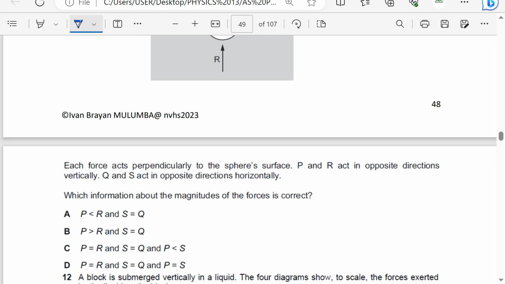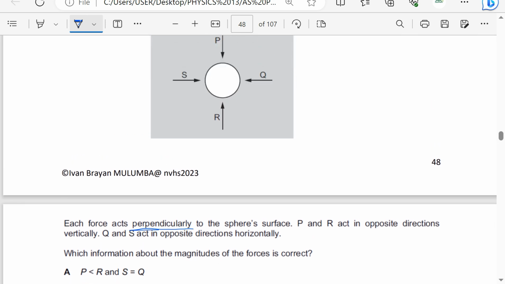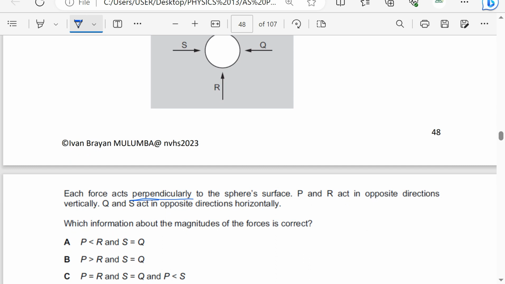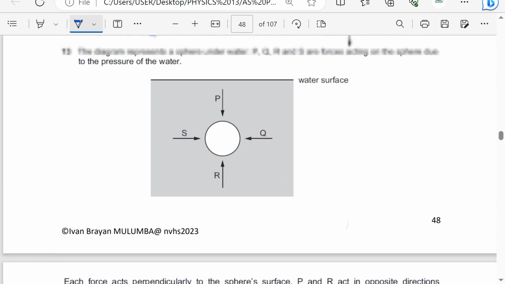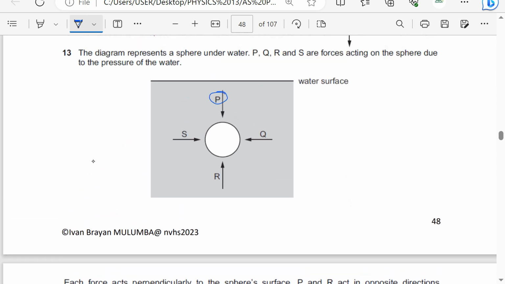Each force acts perpendicularly to the sphere's surface. P and R act in opposite directions. Q and S act in opposite directions. Which information about the magnitudes of the forces is correct? Of course, P is acting at the top and R is acting at the bottom.